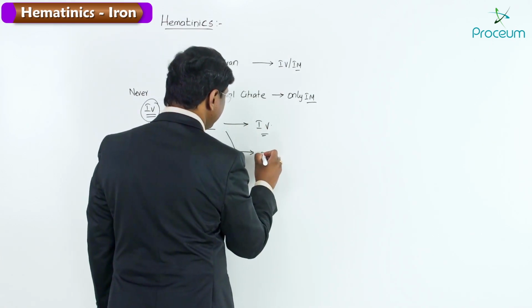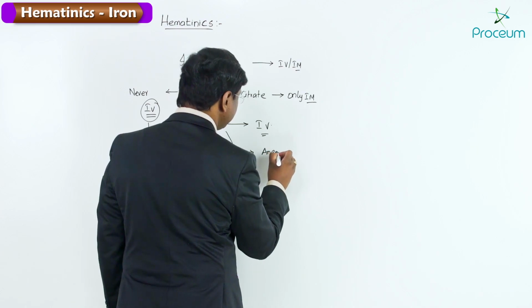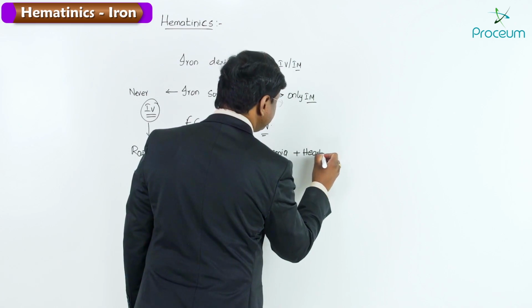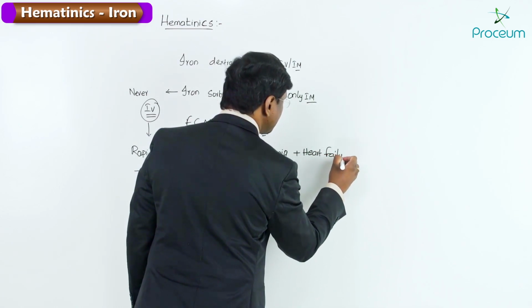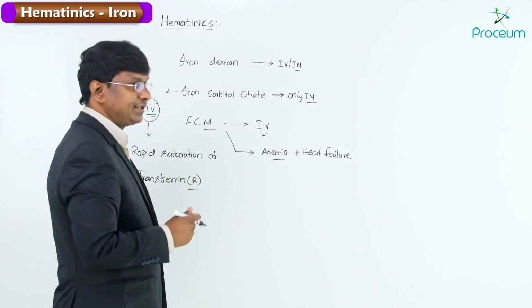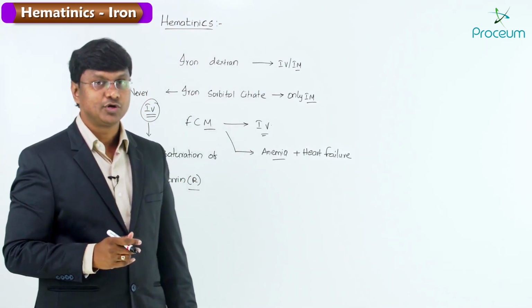And this is mainly given in individuals with anemia with heart failure. Anemia can cause high output heart failure, so in that clinical scenario, you have to give this FCM, that is Ferric Carboxymaltose.